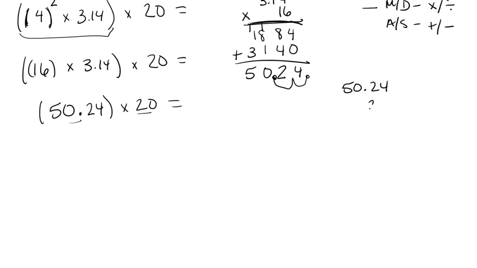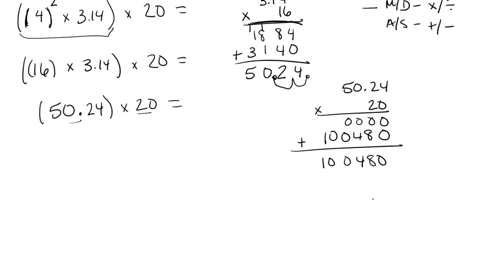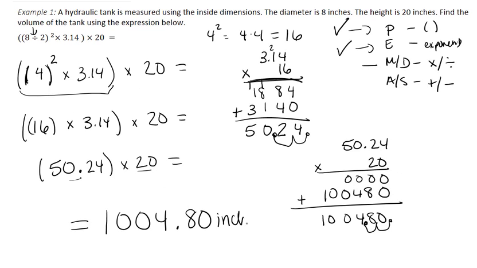So we can put 50.24 times 20. Now, anything multiplied by 0 is just zeros, so it doesn't matter. Then we can move on to the 2. We need to put a placeholder of 0. Then we got 2 times 4 is 8. 2 times 2 is 4. 2 times 0 is 0. 2 times 5 is 10. Then we need to add. So we only need to rewrite this second line here, as the top line is just zeros. Now we have 2 decimals to move over, so we go 1, 2. And so our answer here is equal to 1004.80. And this is for the volume, and this is inches cubed.